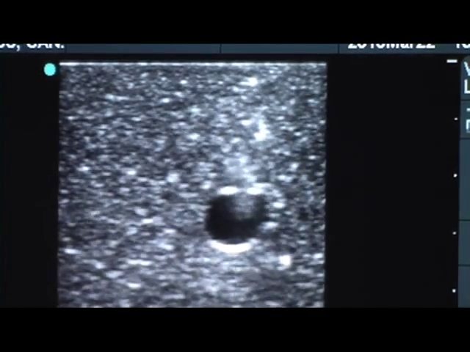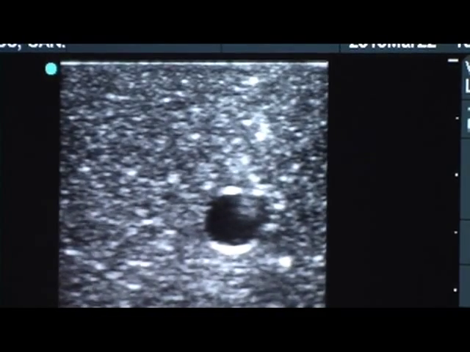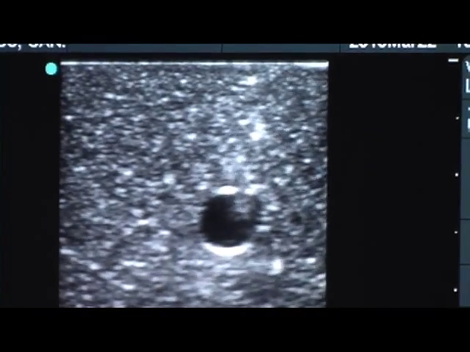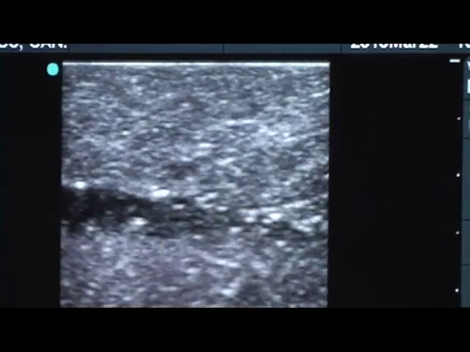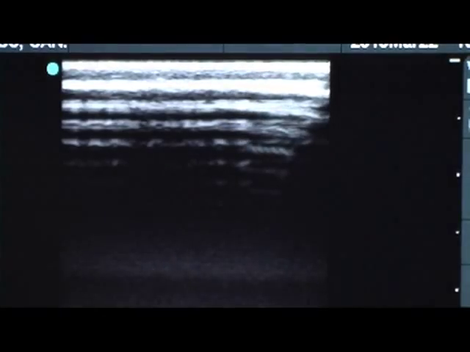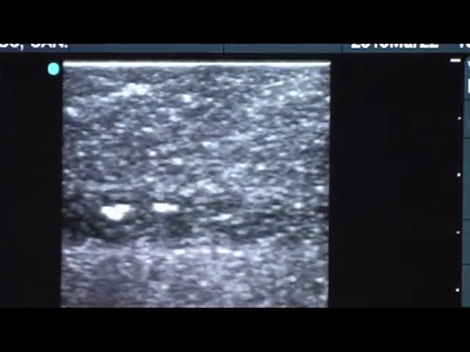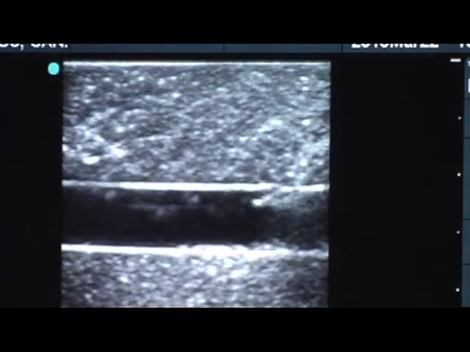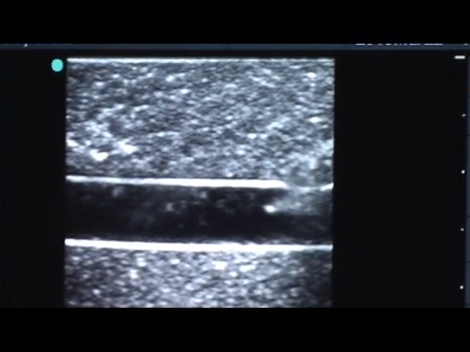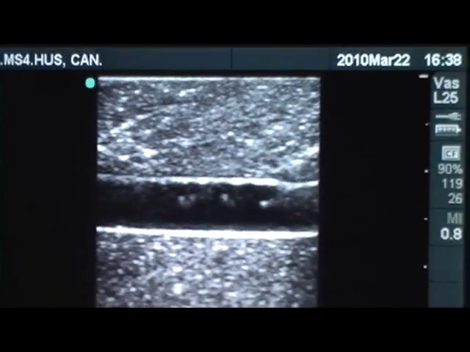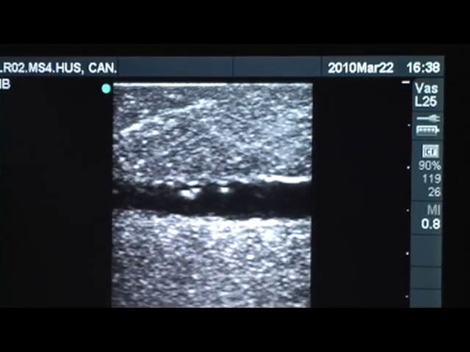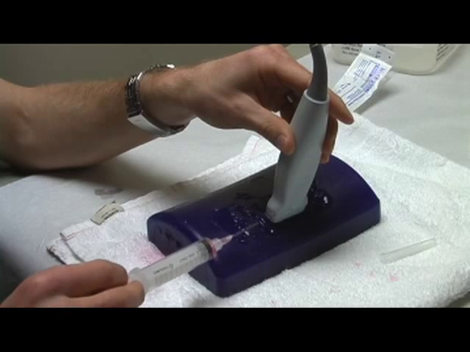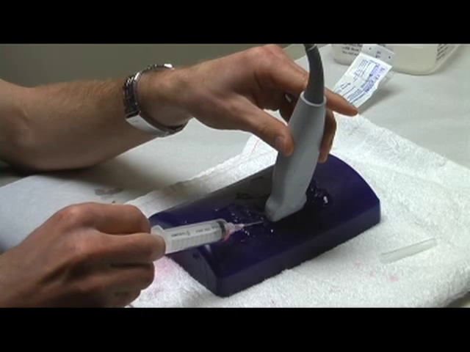There we see the needle in the middle of the vessel, and for further verification you can orient the probe in the longitudinal axis and confirm the needle tip in the middle of the vessel, as seen by the hyperechoic tip moving about. Similarly, the student can also do a longitudinal approach.